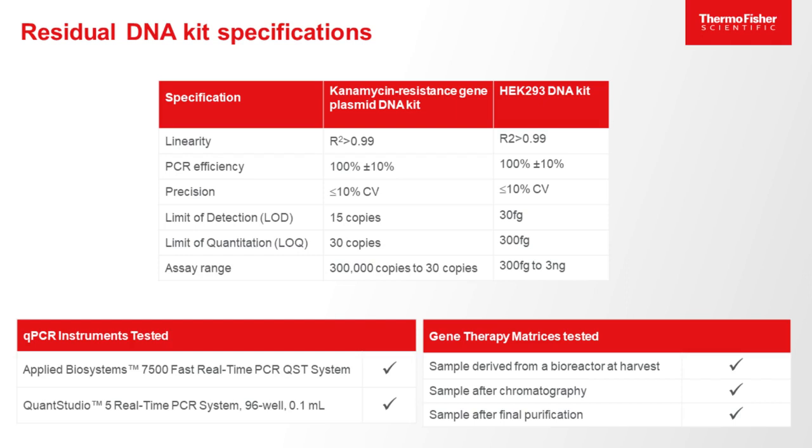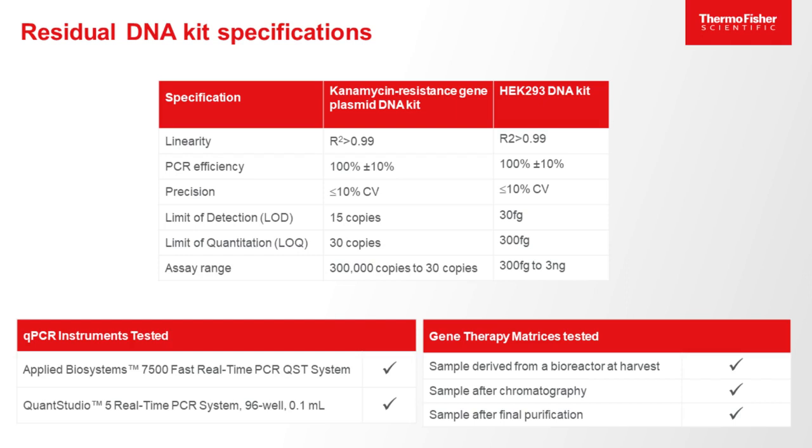In conclusion, these are a high assay linearity as given by the R-squared value of more than 0.99, a high PCR efficiency of around 100% with a maximum variation of plus minus 10%, an assay precision with a maximum of 10% CV, a limit of detection of 15 copies for kanamycin resistant gene kit and 30 femtograms for HEK293 DNA kit, a limit of quantitation of 30 copies for kanamycin resistant gene kit and 300 femtograms for HEK293 DNA kit, and the linear assay range from 30 to 300,000 copies per reaction for kanamycin resistant gene and from 300 femtograms to 3 nanograms for HEK293 residual DNA kit.